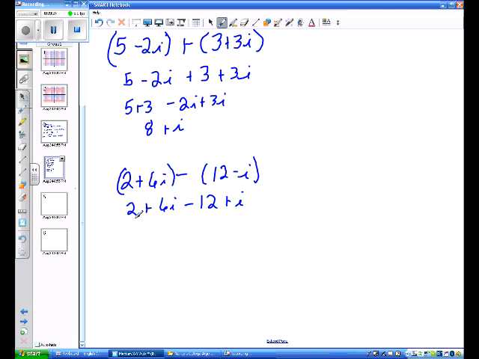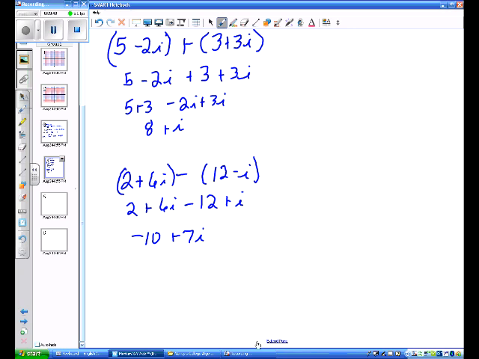It's just like subtracting a binomial. So then combining our real parts, we would have negative 10. Combining our imaginary parts, we would have a plus 7i. So when you go to add or subtract, you simply add the real parts and you add the imaginary parts.